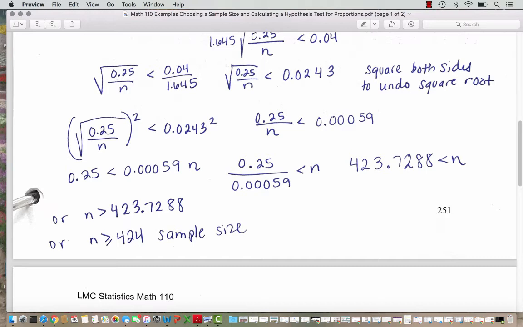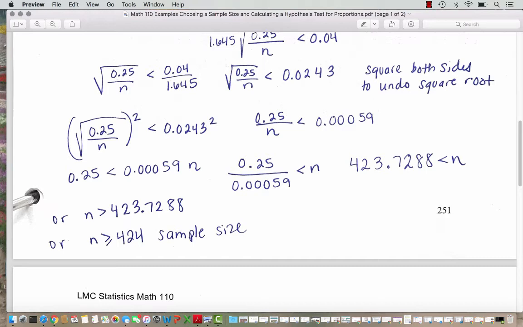If you want to carry it out to more decimal places, that's more accurate, that's just fine. So then on the left side, my square root and my squaring have undone each other, and I have 0.25 over n, and that's all less than 0.00059. When I squared 0.0243, that was a value less than 1, so multiplying something less than 1 by itself gives us a value that's even smaller. So we get a smaller value, less than 1.